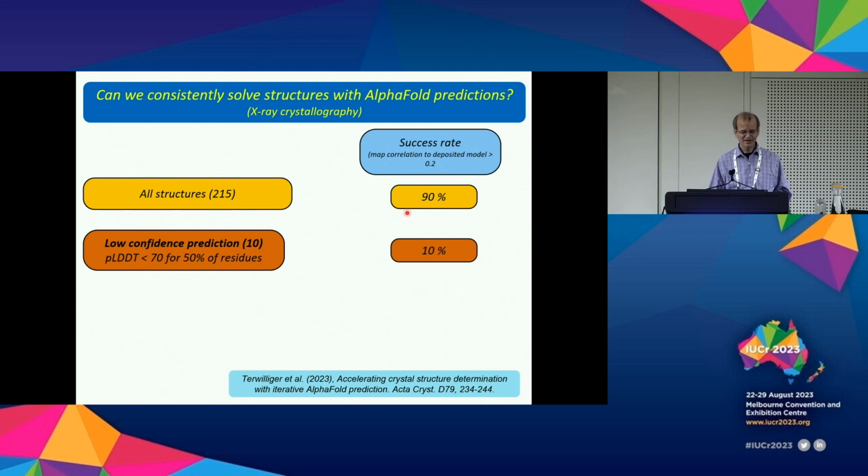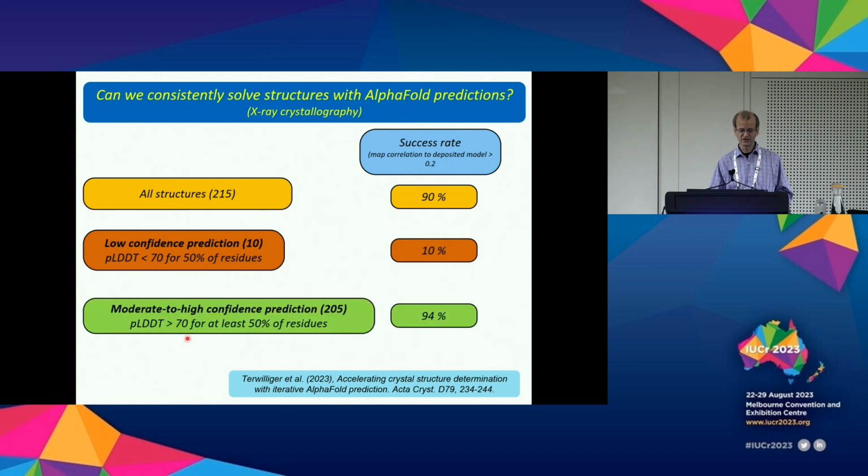Okay, so now let's break them down. What about those that had low confidence? There were 10 structures that had confidence, pLDDT is the acronym for this, under 70, so not that confident, for at least 50% of the residues. So basically, these are not that great predictions, and only 10%, i.e. 1, of those worked. And then of the others that had at least pLDDT of 70 for at least 50% of residues, 94% just went right through.